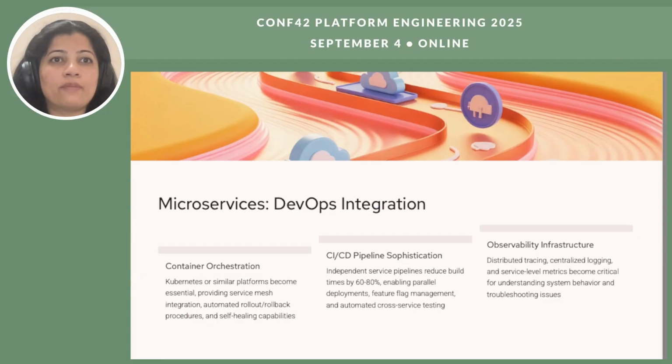And third is the observability infrastructure. With dozens or even hundreds of services, we need distributed tracing, centralized logging, and service level metrics to understand system behavior and troubleshoot effectively. So, microservices and DevOps, they go hand in hand. Without this integration, the promised benefits of microservices cannot be realized.